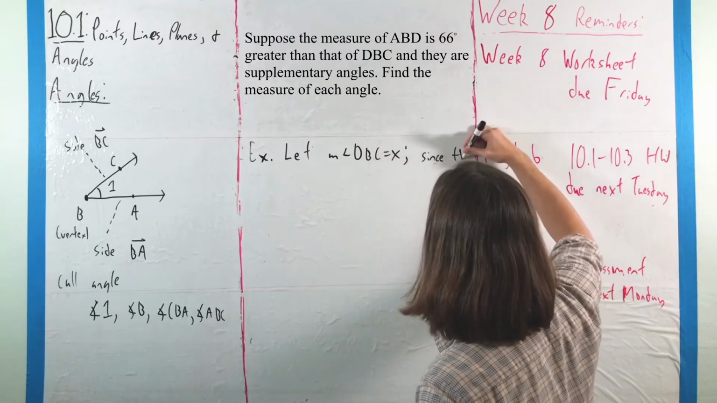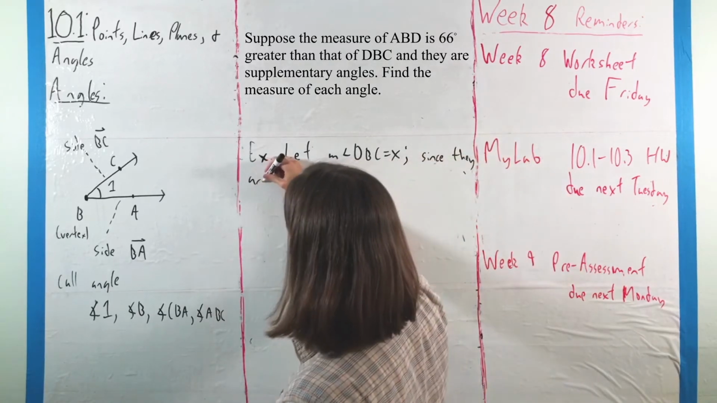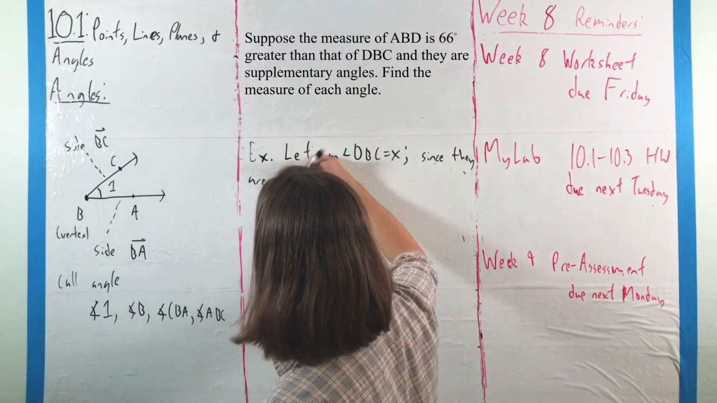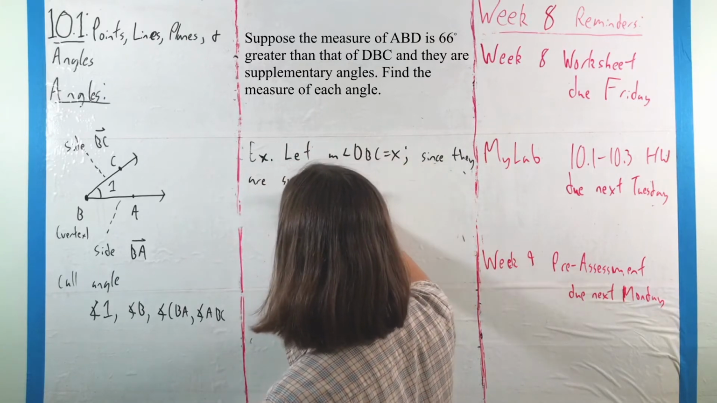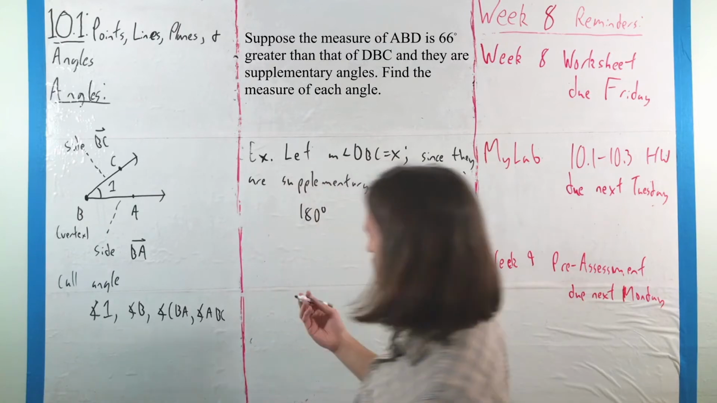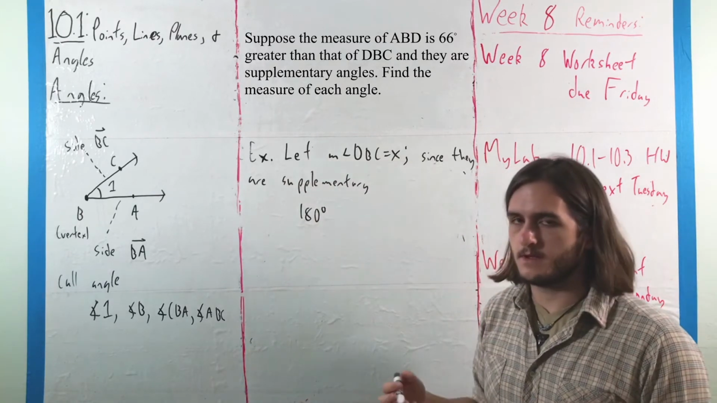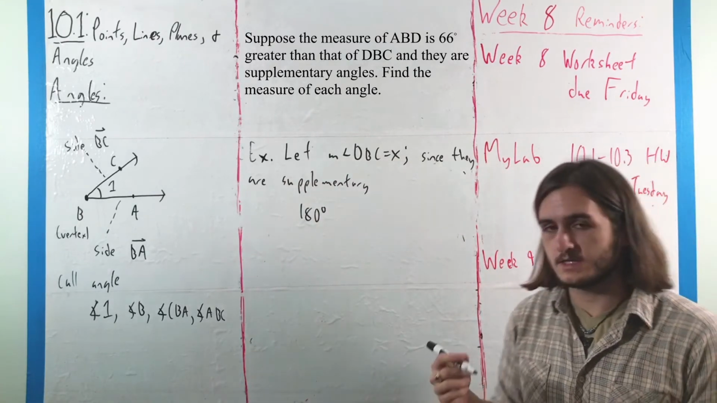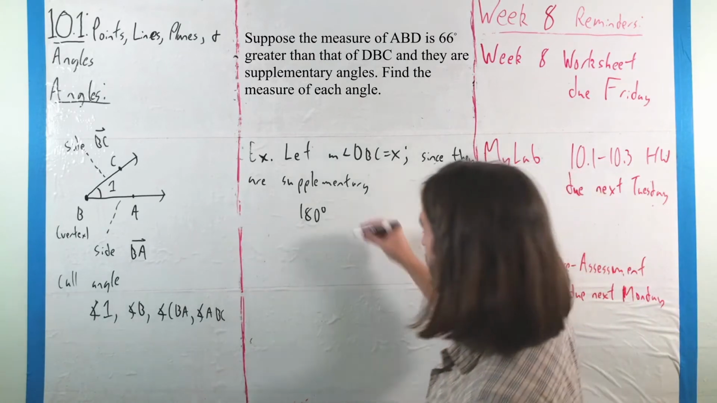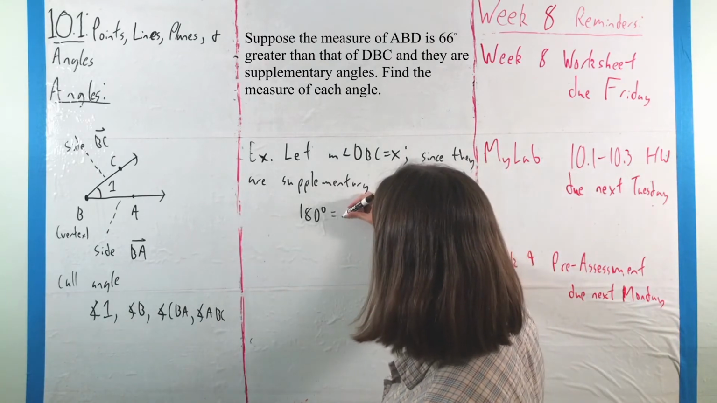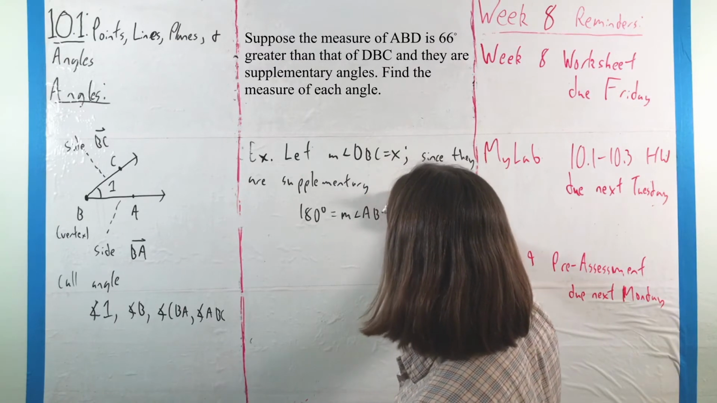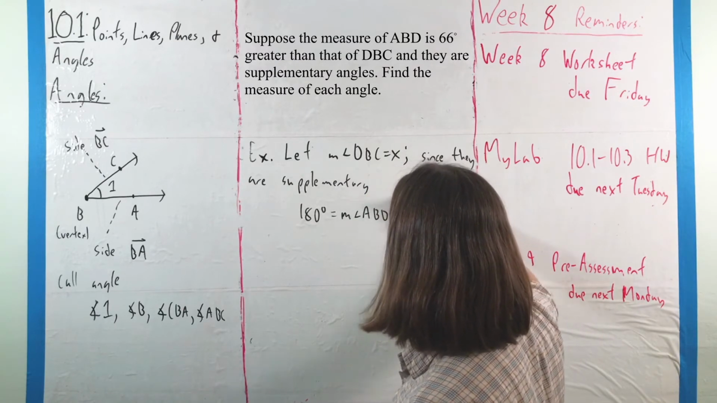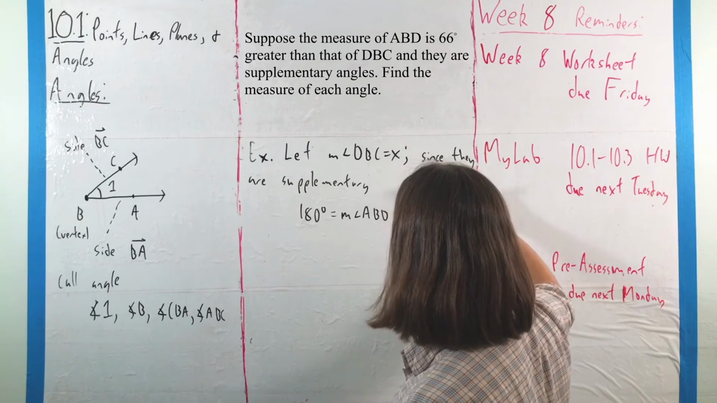Then, since the pair are supplements, that is, since they are supplementary, we can look at the sum of their angle, or sum of the measure of their angles, excuse me, I should be very specific with my wording, and know that it's 180. That is, 180 degrees is equal to the measure of ABD plus the measure of DBC.